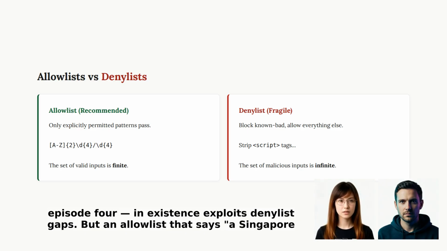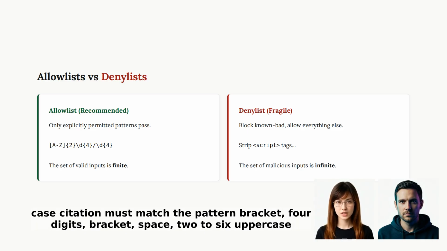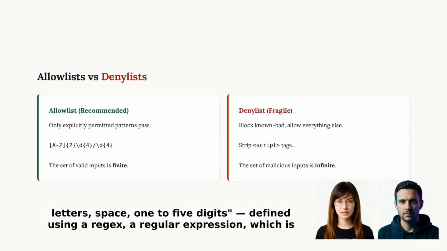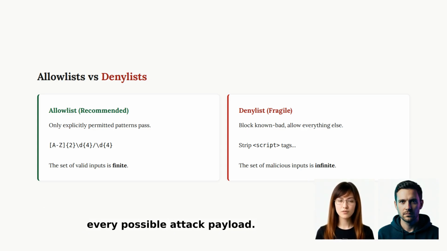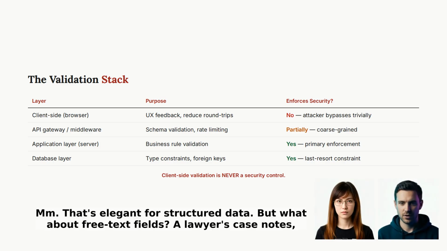But an allow list that says a Singapore case citation must match the pattern: bracket, 4 digits, bracket, space, 2 to 6 uppercase letters, space, 1 to 5 digits, defined using a regex, a regular expression, which is a pattern matching formula. That rejects everything that isn't a valid citation, including every possible attack payload. That's elegant for structured data.